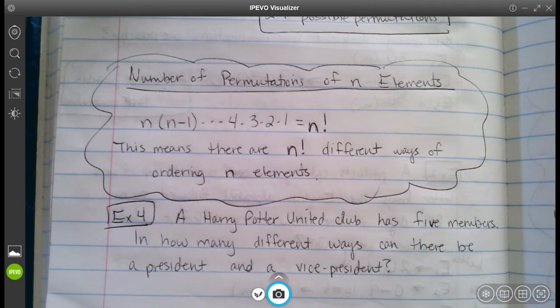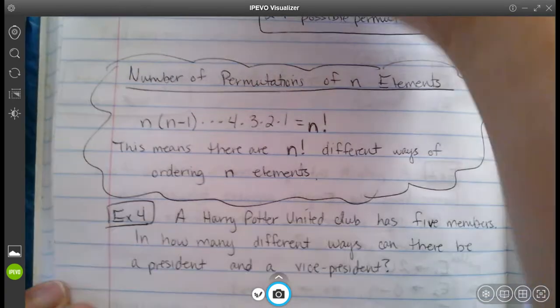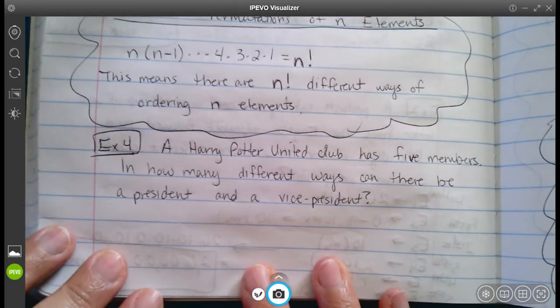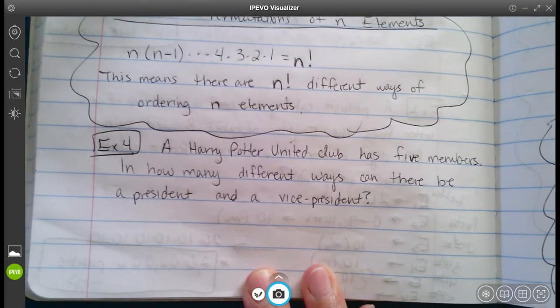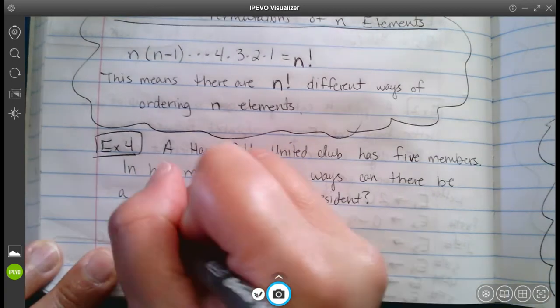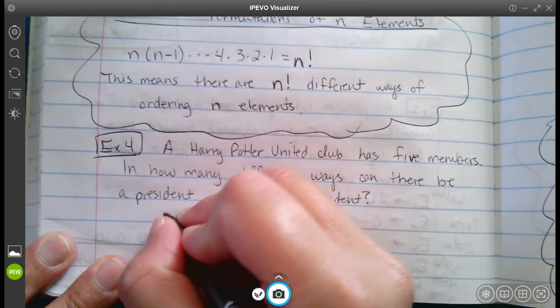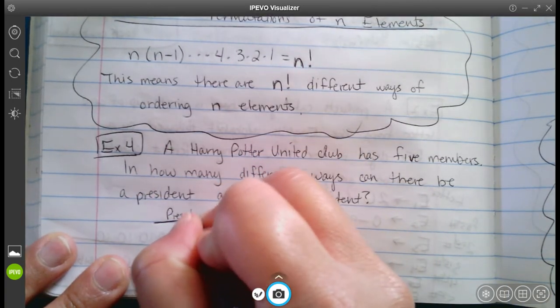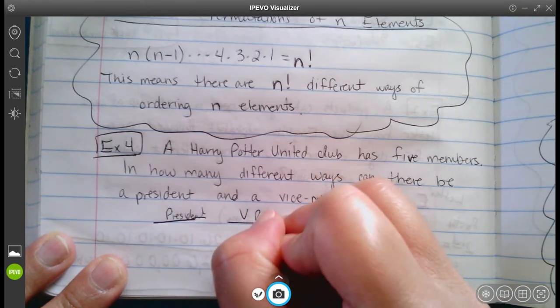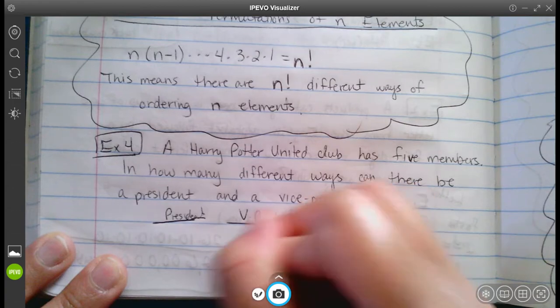Okay, so let's try another example. A Harry Potter United Club has 5 members. In how many different ways can there be a president and a vice president? So this one's a little bit different because we only want 2 spots, right? Here's one way to think about it. We have the option for the president, and then we have the option for the VP, the vice president.